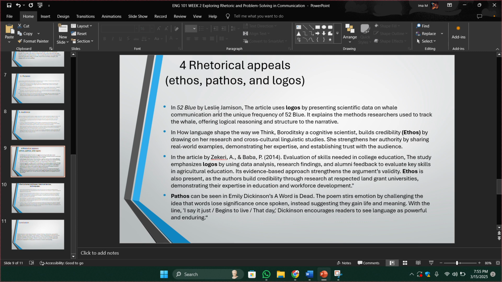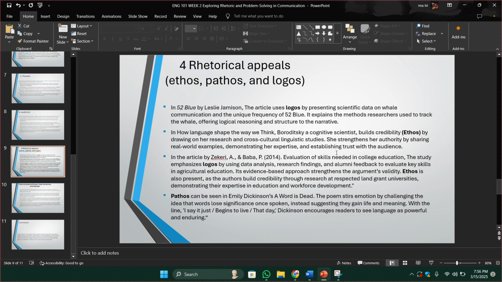Fourth is the rhetorical appeal. Now, if it is to be one rhetorical appeal that stood out to me, it was logos. This article uses logos to represent the scientific data on whale communication and the unique frequency of 52 Blue. In how language shapes the way we think, ethos stood out to me because of how the author was able to draw on her research and cross-cultural linguistic studies.